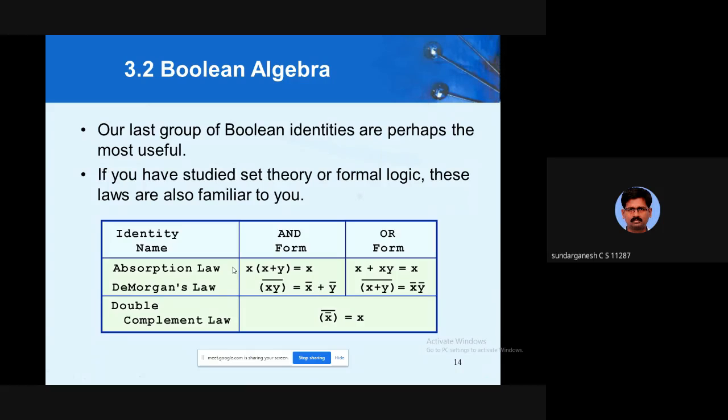De Morgan's law, you know that. So x into y whole complement equal to x complement plus y complement. Similarly, x plus y whole complement is equal to x complement dot y complement. This is about De Morgan's law. Another one is double complement law. Here you have to do the complement two times. x complement is there, you have to do one more complement. It becomes the value of x. Okay.